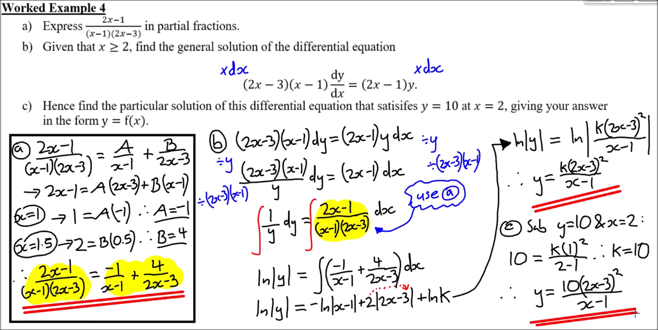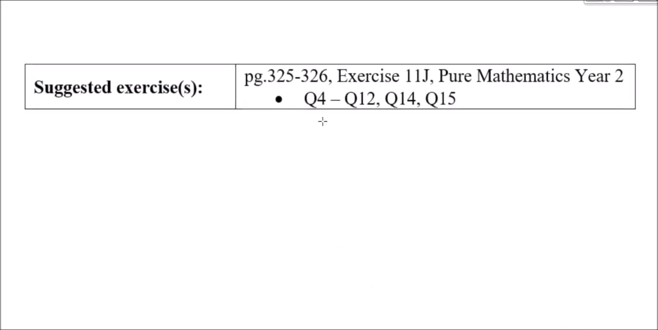So I hope you found those examples useful, but the most use you'll find is by doing the questions yourself. So on that note, if you get your blue book out, I'm going to ask you to turn to page 325 and 326, exercise 11J. I would suggest to try all the exam type questions and the ones with a P next to them. That's questions 4 through to question 12 inclusive, then question 14 and question 15. The more you practice, the better you'll become.